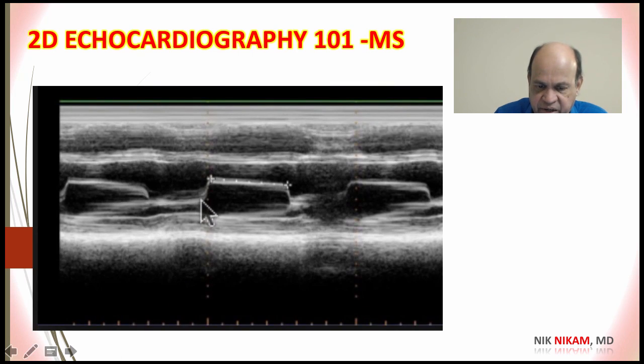Here is the mitral valve M-mode presentation. Usually we'll see an E wave, then a dip and an A wave, but because of mitral stenosis there is a continuous gradient across here, and that is an indication that we are dealing with a patient with mitral stenosis.